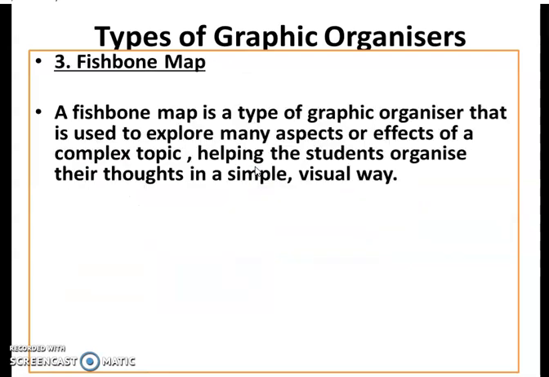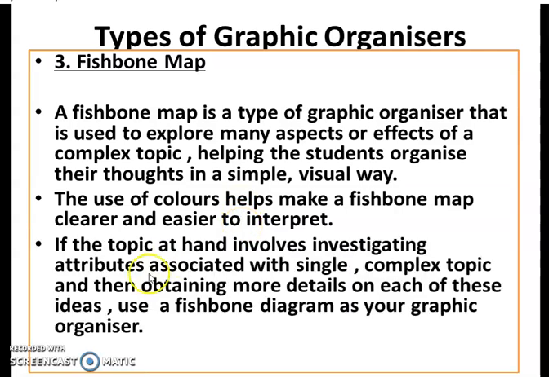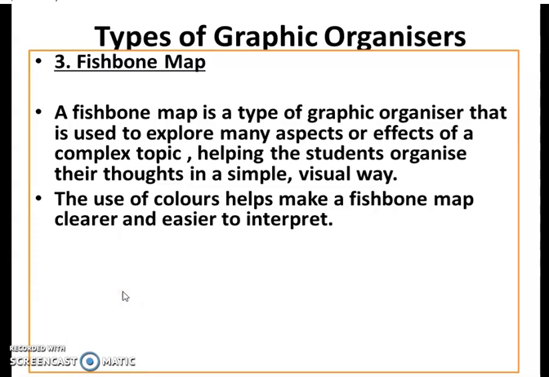Now, the fishbone map, which we also call fishbone graphic organizer, is a type of graphic organizer that is used to explore many aspects or effects of a complex topic, helping the students organize their thoughts in a simple and visual way. Use of colors helps make a fishbone map clearer and easier to interpret. And now, if the topic at hand involves investigating attributes associated with a single complex topic and then obtaining more details on each of these ideas, use a fishbone map as your graphic organizer.